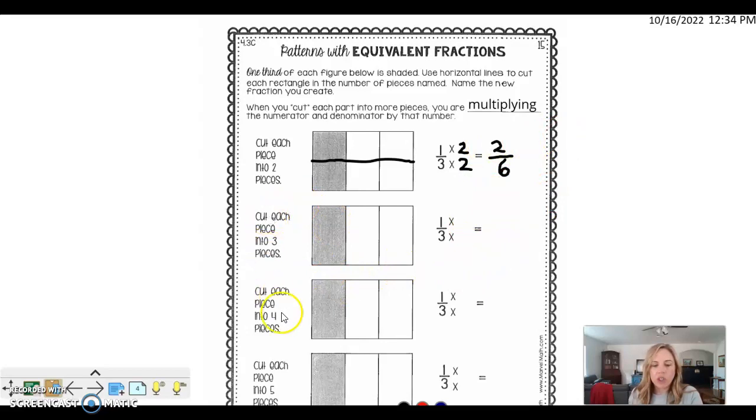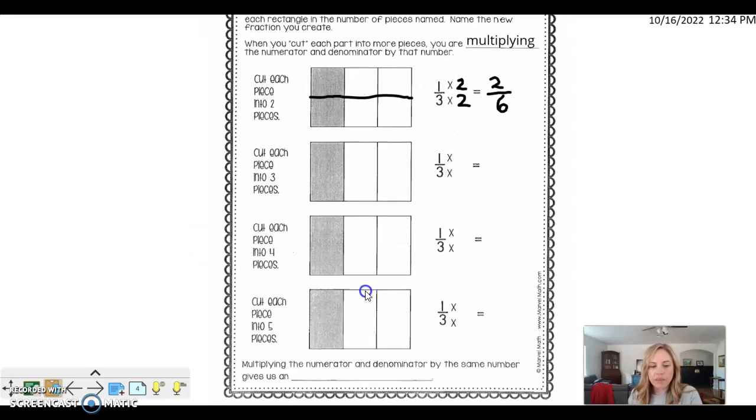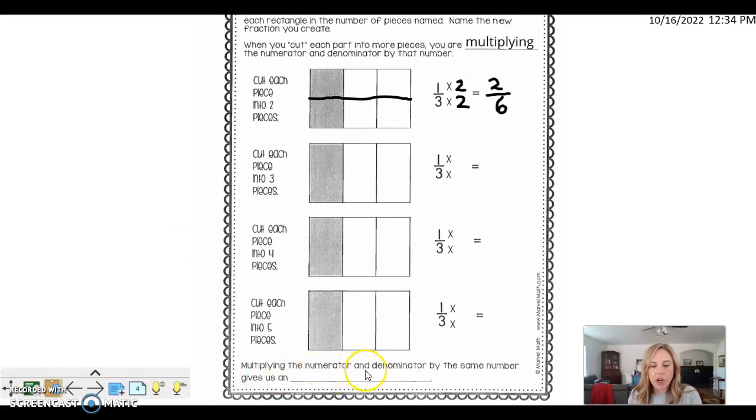Okay, I want you to complete the rest of the problems below, and then don't forget to fill in the sentence. Multiplying the numerator and denominator by the same number gives a sum. What did we create today? What did it give us? When everyone is done, you will play a Kahoot game on equivalent fractions.